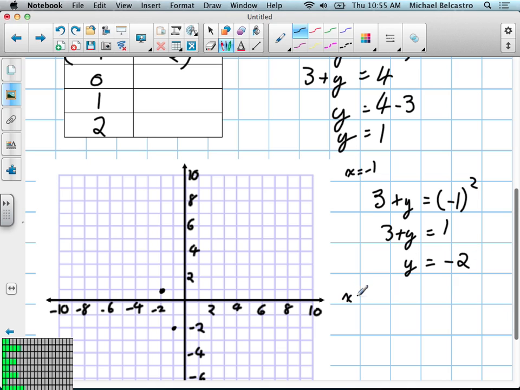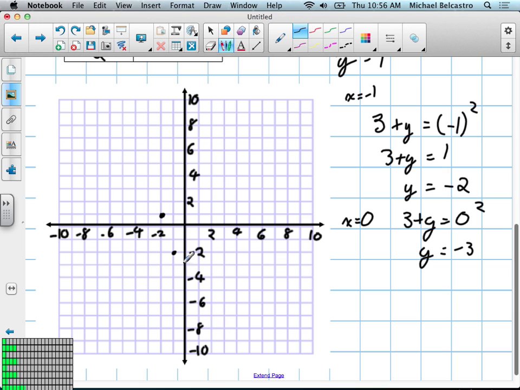Same idea, x equals 0. 3 plus y is equal to 0 squared. Well, 0 squared is 0. When I move 3 over to the other side, it becomes negative. Y is -3. Here's our next coordinate, or also our y-intercept is at -3.